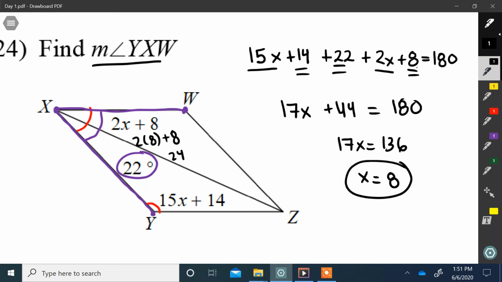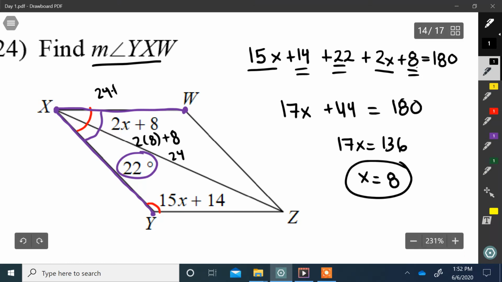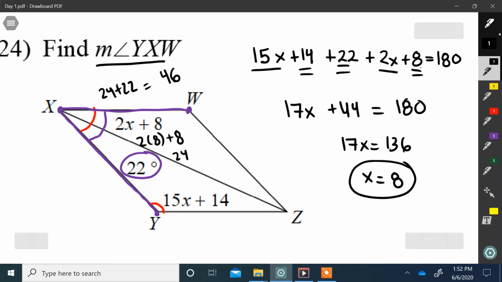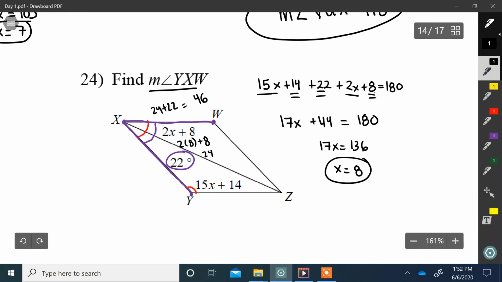Okay, so this little portion right here is 24 plus 22. So 24 plus 22 is going to be 46. All right, and that is my final answer.